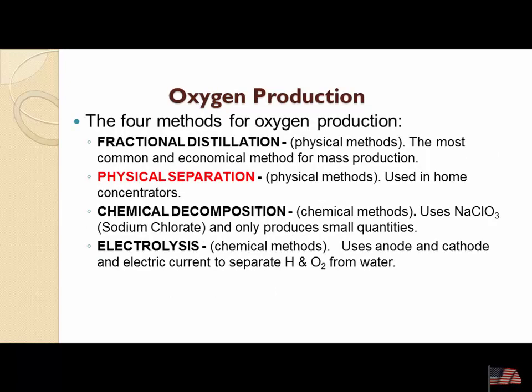4 ways to produce oxygen. How do we purify this from 20.95% in the atmosphere down to 100% of the gas? The first one is the most important one, and the one that we will encounter, or the primary way by which oxygen is created, and that's called fractional distillation. We'll talk about that in a sec. A second method that we use in home oxygen concentrators, which basically extract oxygen from the air and purify it. It's a physical separation method.